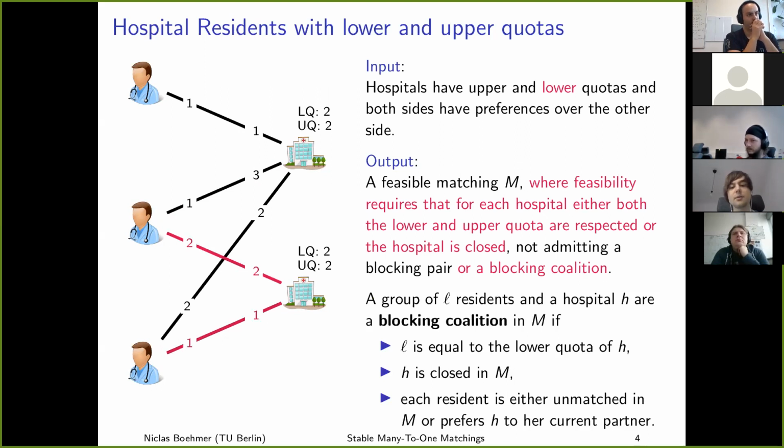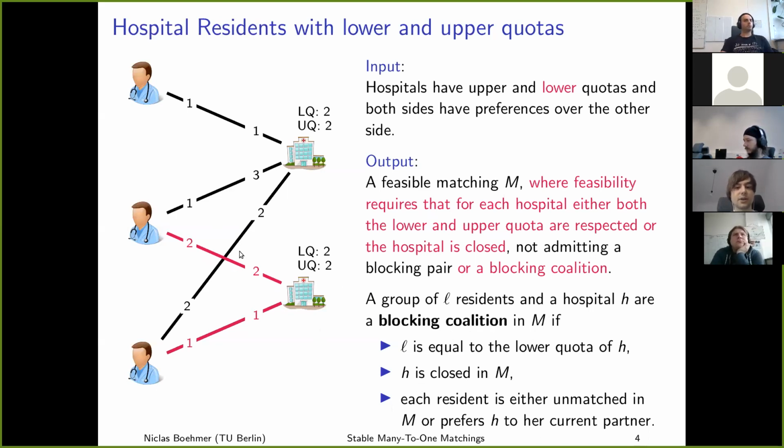And formally, we say that a group of L residents and a hospital H form a blocking coalition in a matching M if L, so the number of residents, is equal to the lower quota of H, if H is closed in M, and if each resident prefers being matched to H to the current situation, which means that each resident is either unmatched in M or prefers H to her current partner.